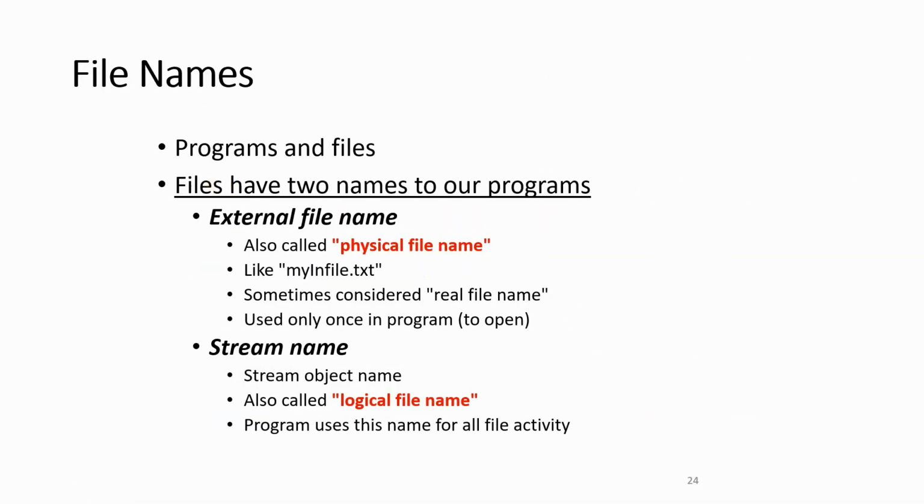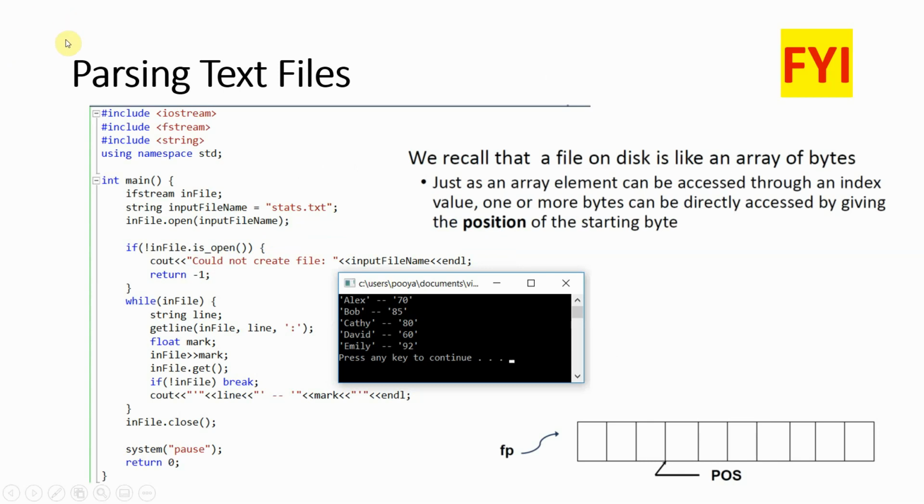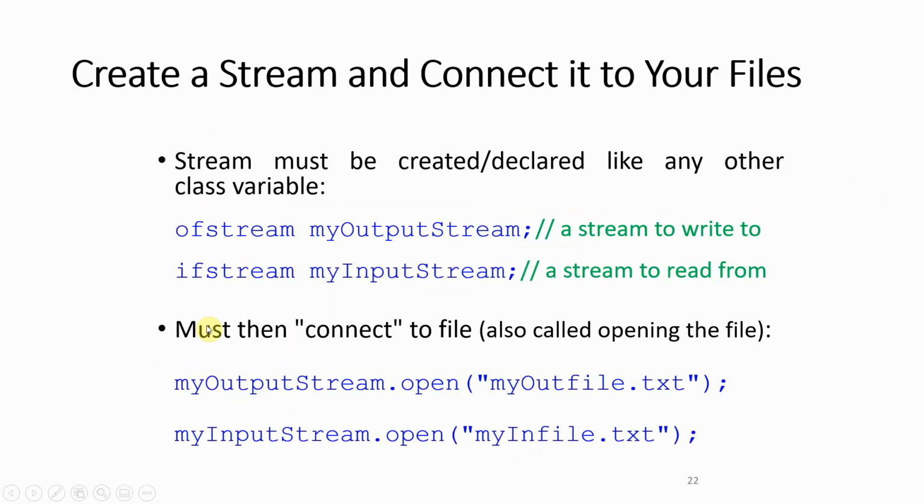Both of them refer to the same file, but in our program we use the object name that we associated with this one. So as soon as we associate this physical name with this logical name, we can use the logical name, which is the object name, in our program.